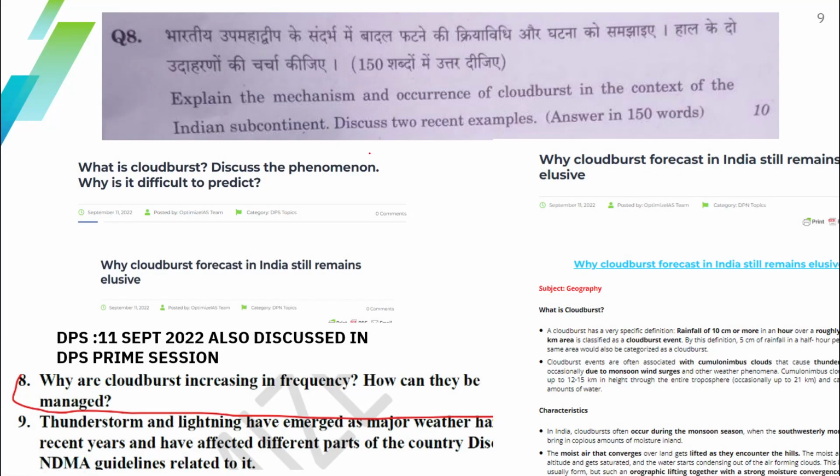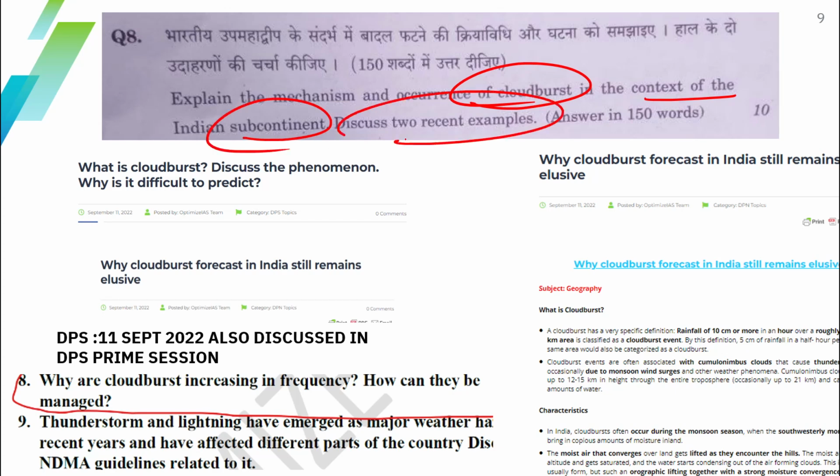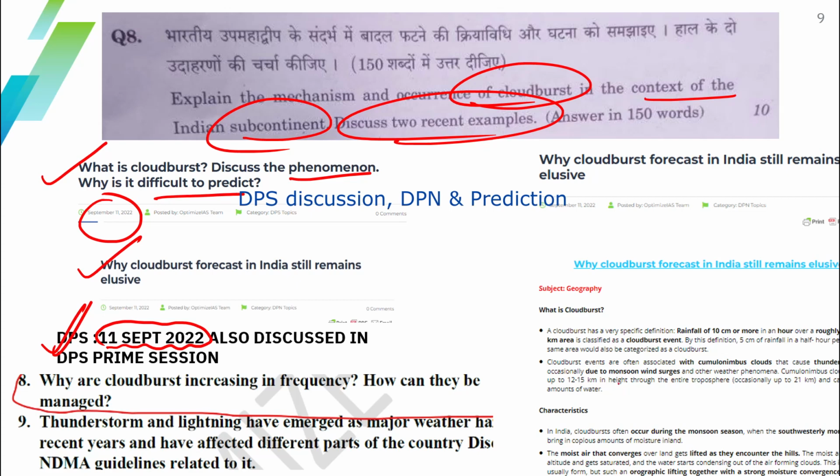Explain the mechanism of occurrence of cloudburst in the context of the Indian subcontinent. Discuss 2 recent examples. Guys, this question is directly from the DPS discussions. You can see here, 11 September 2022: why cloudburst forecast still remains elusive in India. What is cloudburst? Discuss the phenomenon. Why it is difficult to predict. Again, you see here, DPN 11th of September 2022, why cloudburst forecast still remains elusive. You can see what is cloudburst, characteristics of cloudburst, everything I have explained.